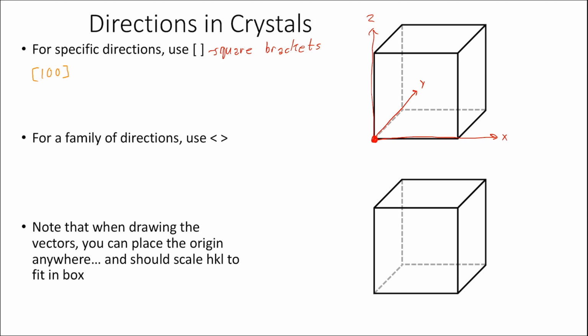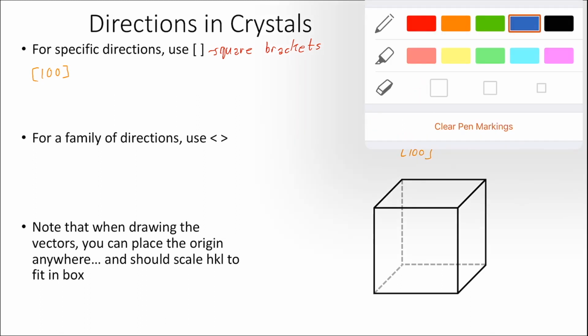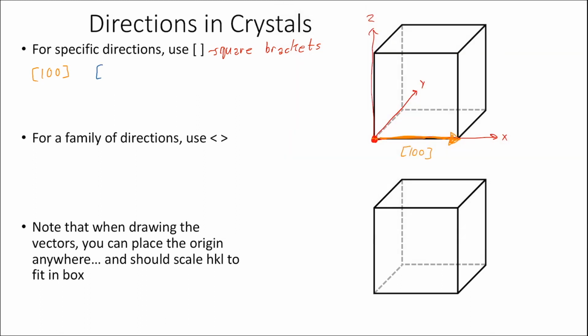I'm going to go one full stop in the x direction, and so I can just draw that vector here. So this is the 1, 0, 0 direction. Let's do another example of the 0, 1, 0 direction. I'm going to go one full stop in the y direction. Here we go. So 0, 1, 0, no problem.